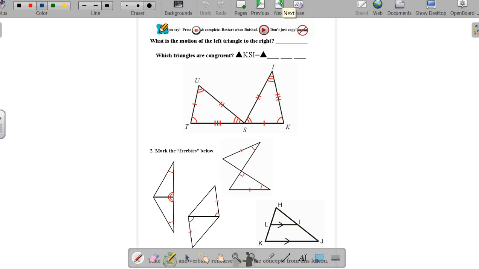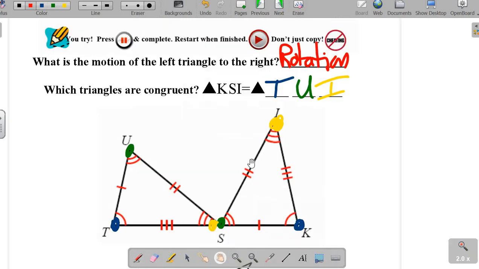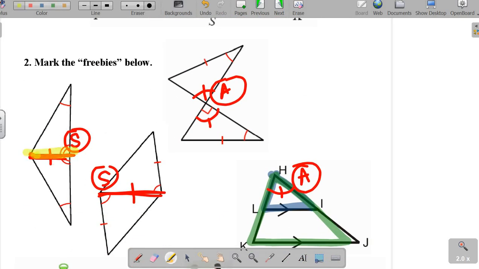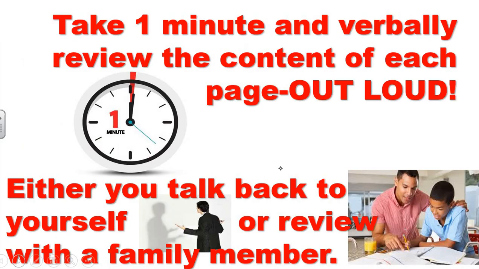This page you're going to do on your own. Pause the video, restart when you're done, and check. Alrighty, students, you should have done this on your own. Now you're checking. What's the motion left to right? It's rotation. KSI is TUI. Down here, what were the freebies? Reflexive sides, vertical angles, and a reflexive angle. I suggest you take 1 minute and verbally recap what you have learned in this lesson.